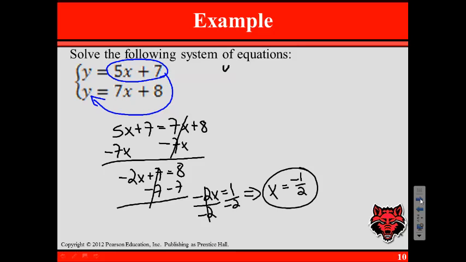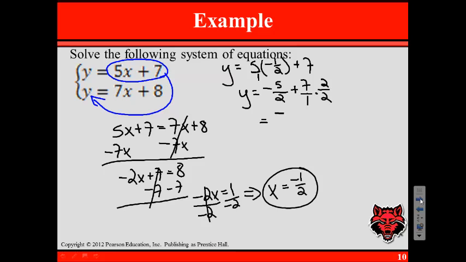We can take this value and plug it into the first equation. Y equals 5 times negative 1/2 plus 7, which gives us y equals, we can change 5 to 5 over 1. We multiply fractions, numerators together and denominators together, so we have negative 5 over 2 plus 7. And we can also change 7 to 7 over 1. When we get common denominators, we multiply top and bottom by 2 on the second fraction. So we have negative 5 over 2 plus 14 over 2, which will become 9 over 2. Remember, we write this as an ordered pair, so negative 1/2 and positive 9 over 2.